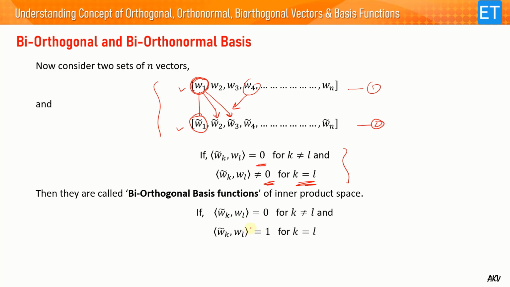Now if the first condition is as it is, but the second condition now changes. So instead of some non-zero element, if I get 1, that means the first member of the first set, when having an inner product with the first member of the second set, has inner product equal to 1, then this is known as the bi-orthonormal basis functions, right? So that is the basic difference.